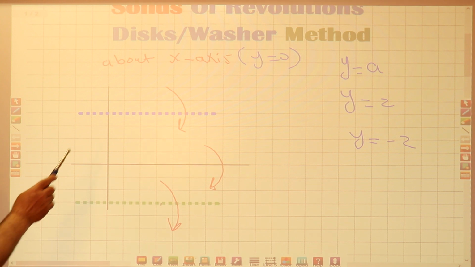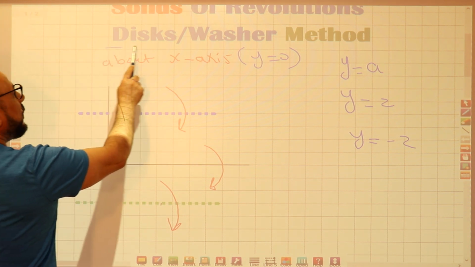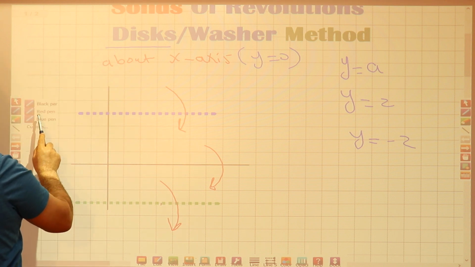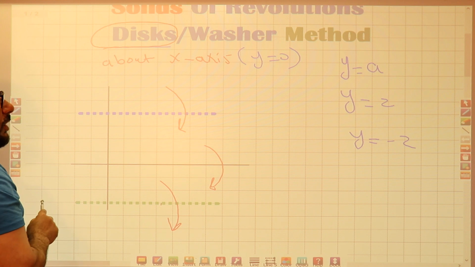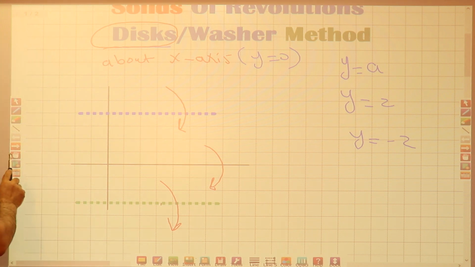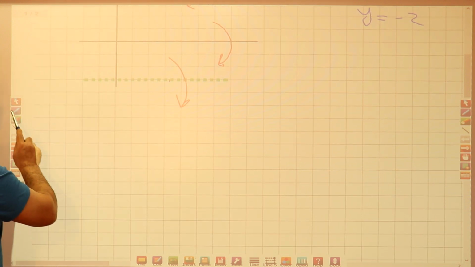Now revolving, and we still talk about the disk method. Disk method, we use it when we have one function. We're going to revolve one what? Disk, when we have one function. We talk about the disk method.